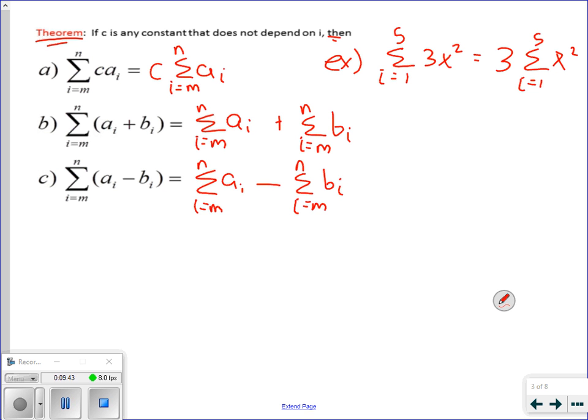So I think those are pretty straightforward, and we're going to be using these properties to help us with the definition of an integral and solve some problems later on. Okay.